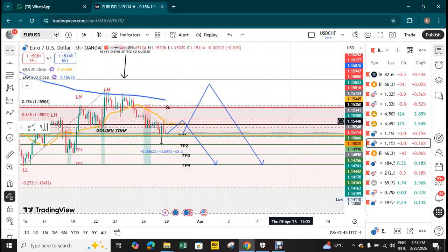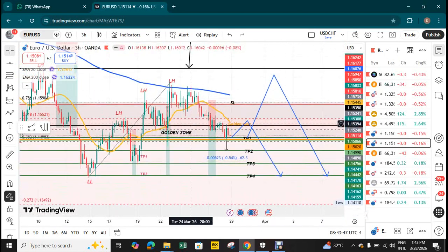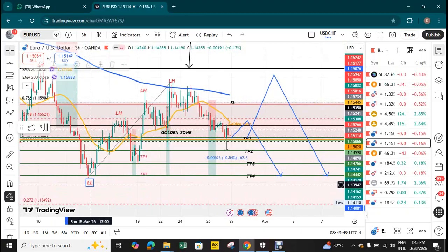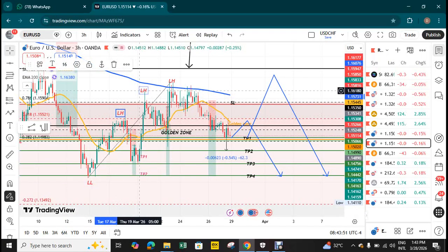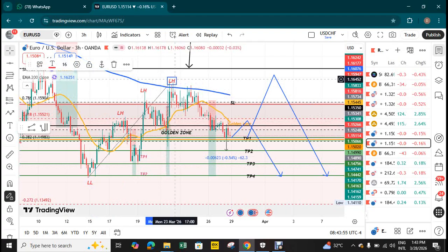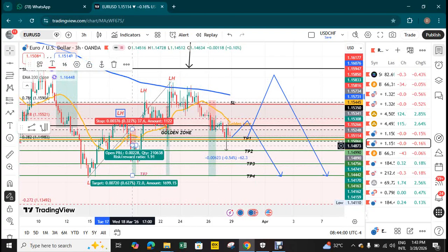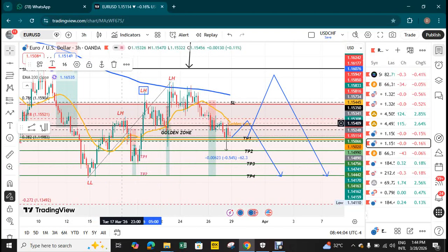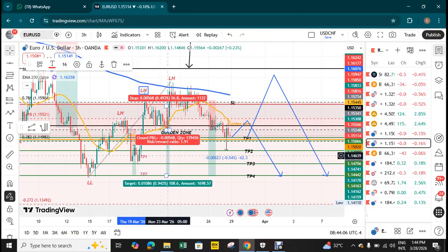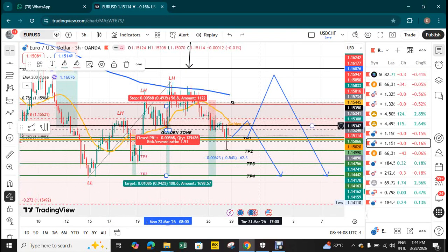Euro USD, same scenario. We can see price gave us a lower low, lower high, a new lower high, which made us get some entries to the downside. We saw another lower high here, which also gave us an entry to the downside, which we took profits. This lower high, after we saw price come up and cross it, we got another entry to the downside, which also made TP1 from there.